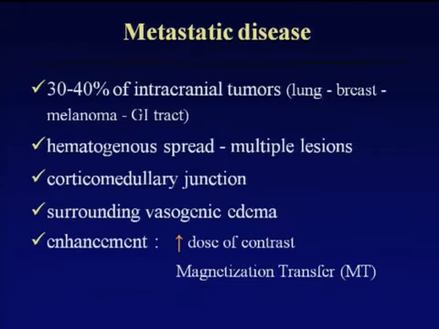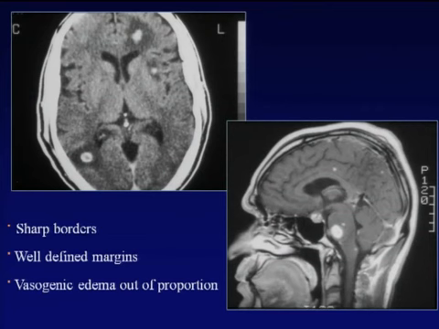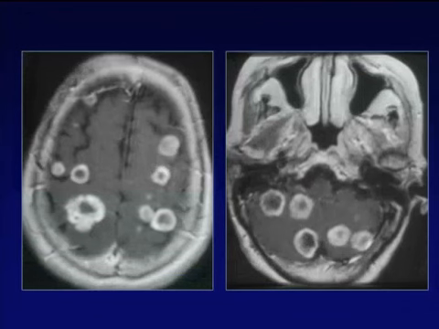Starting with metastatic disease, typically they have the hematogenous spread, and they locate at the corticomedullary junction, producing multiple lesions. We all know that there's extensive vasogenic edema, and the pattern of enhancement, all the metastatic disease in the brain enhance. Typical metastatic disease on CT and MRI, you see the nodular pattern of enhancement and the ring-like, sharp borders, well-defined margins, and vasogenic edema out of proportion. And this is similar on MRI. Multiple lesions, supratentorial, infratentorial, multiple ring-like enhancement lesions, typical of metastatic disease.